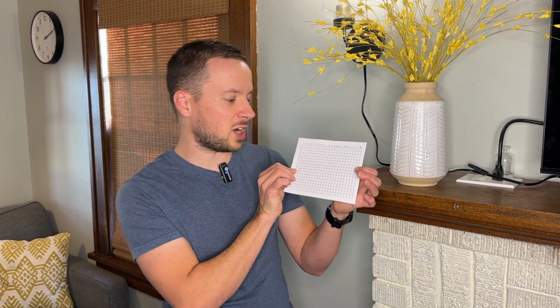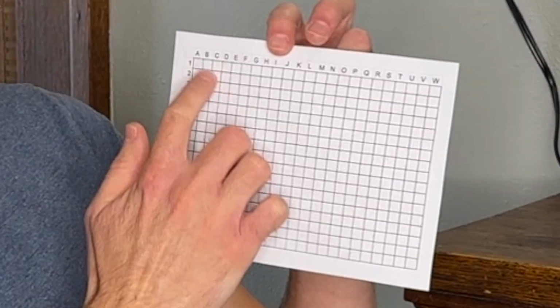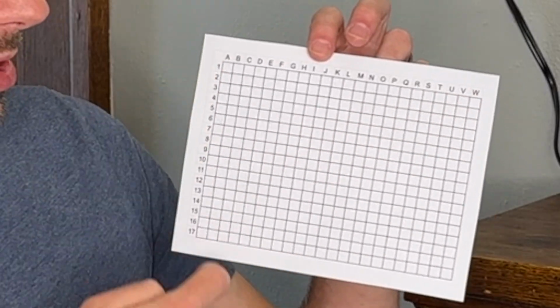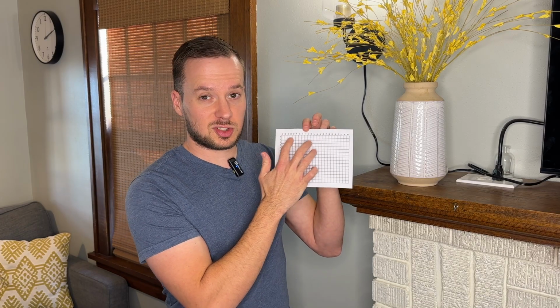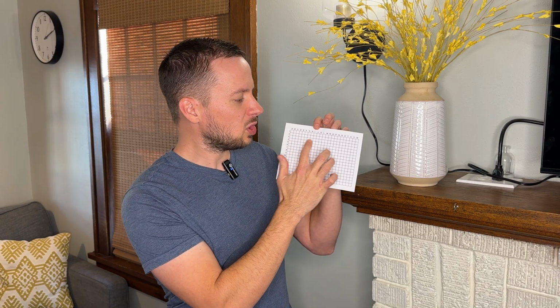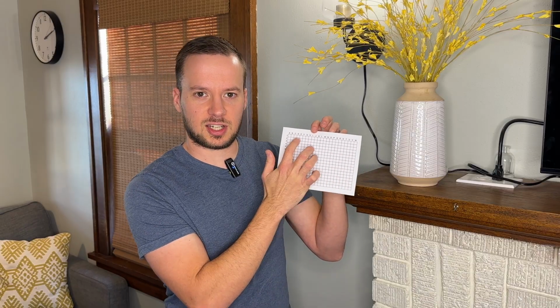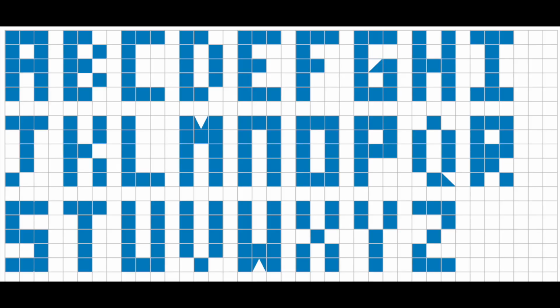Now, one of the constraints with this particular scavenger hunt is that the final message can't have any words longer than 6 letters long, and that's due to the graph that it's getting filled out on, because on the top you have the letters up here and the numbers on the side, and since there's only so many letters in the alphabet, you can only fit 6 letters across here. Here's an example of what each of the letters looks like when filled out.